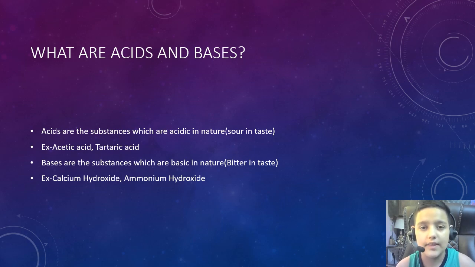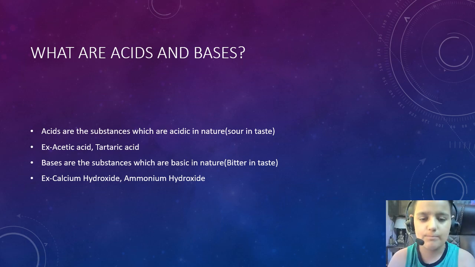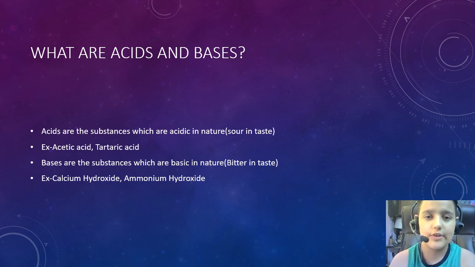Now if I tell you about basic substances, bases are the substances which are basic in nature, bitter in taste, and a little bit soapy also. Examples are calcium hydroxide and ammonium hydroxide. The pH level of acids is below 7.0, and the pH level of basic substances is above 7.0, and it can go up to 14.